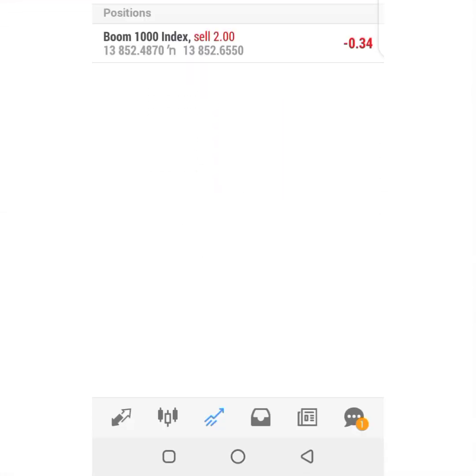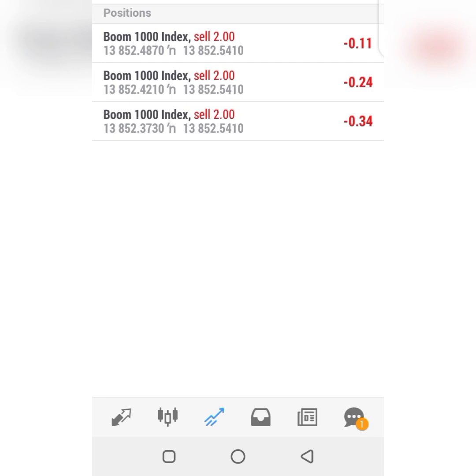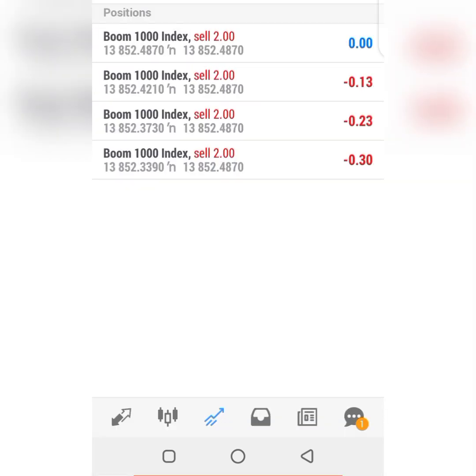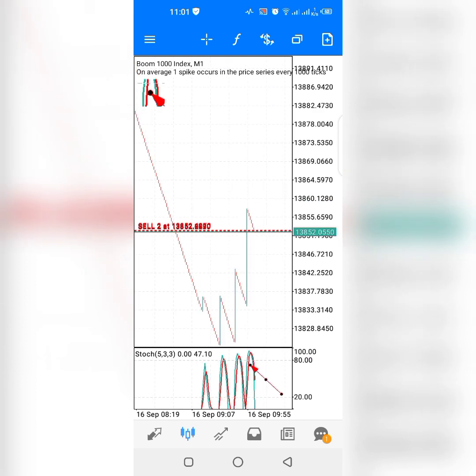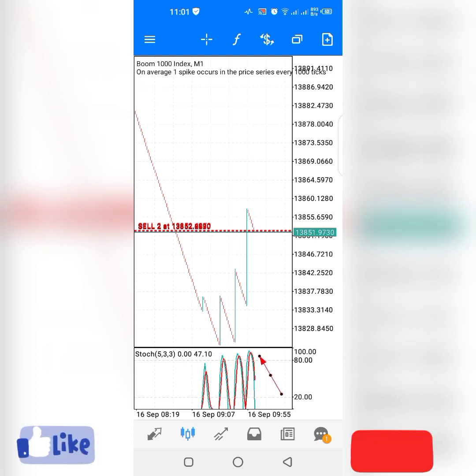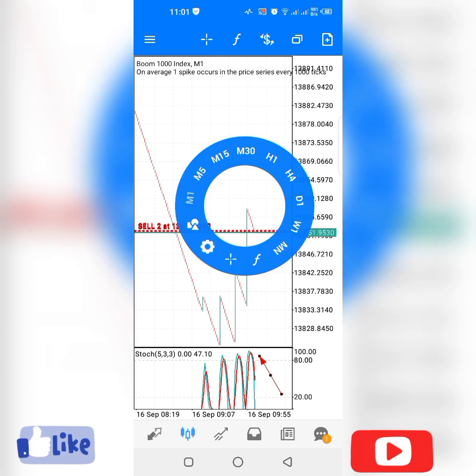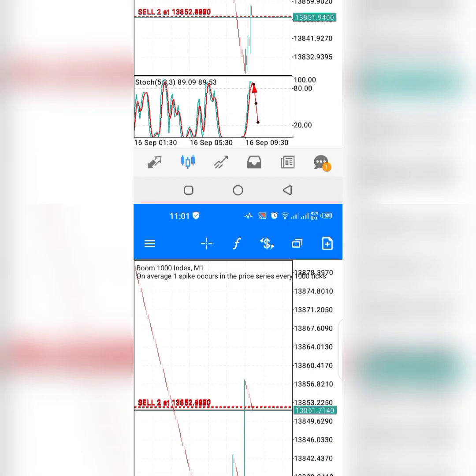Now let me enter for a sell. Alright, so I'm selling all these, and we are just scalping through within 3 to 5 minutes. Right now, what you need to know is if this stochastics is crossing at the 100 level, it means it's selling. Now you go back to M5 to check on M1 here.